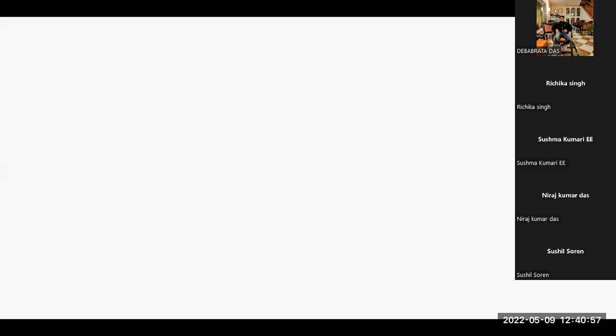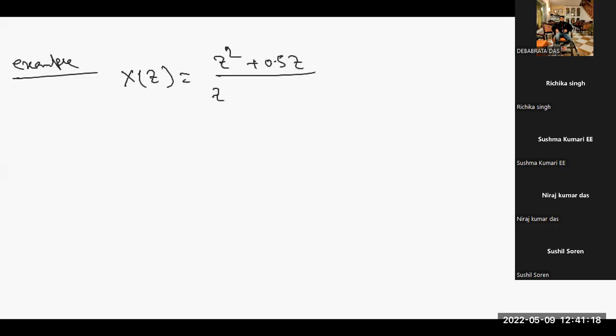So, example. You are given one function, X(z) is equal to z squared plus 0.5z divided by z squared plus 3z plus 2. Okay, so you are given this equation.